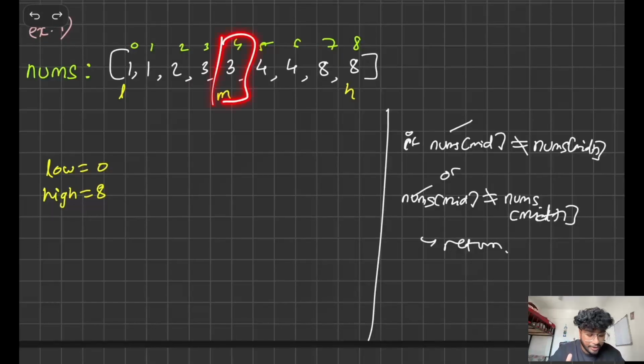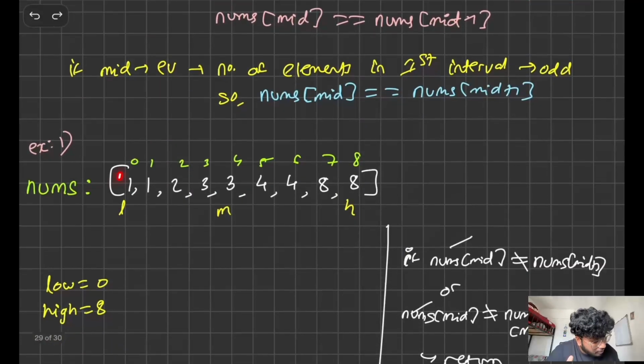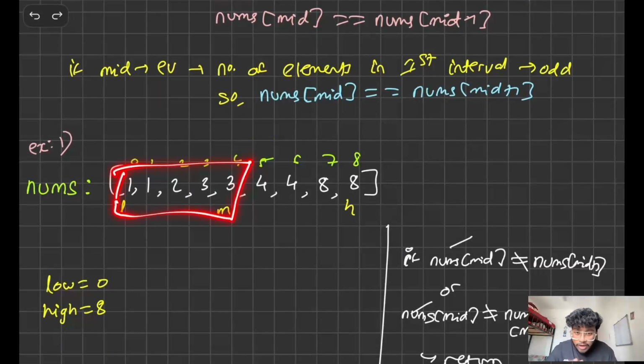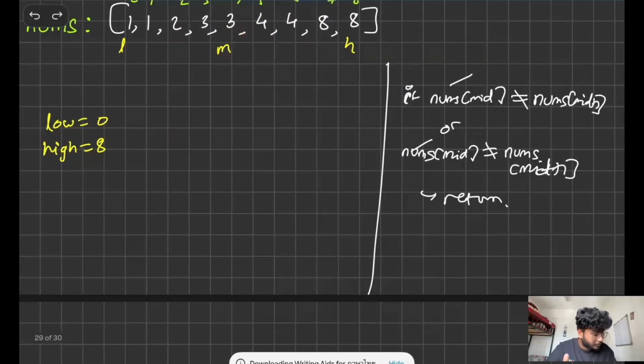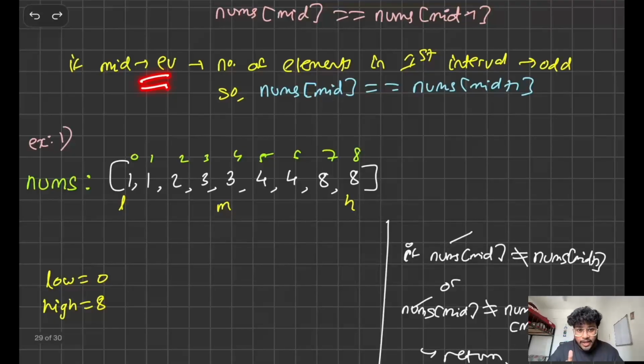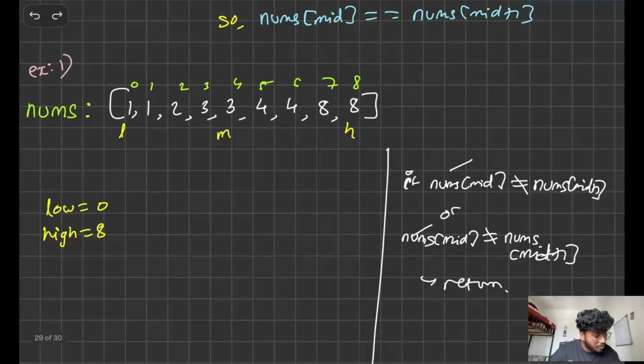So this is my nums of mid, right? And the parity of mid is even. As we discussed, when our mid is even, then our first interval, which was 0 to mid, has an odd number of elements. This has five elements, which is odd. So the pair of 3 must ideally lie in the next element. If mid had even parity, then the pair of nums of mid should be at mid plus 1. In this case, mid is this and mid plus 1 is this. The duplicate of 3 should ideally lie to the right of 3, at mid plus 1.